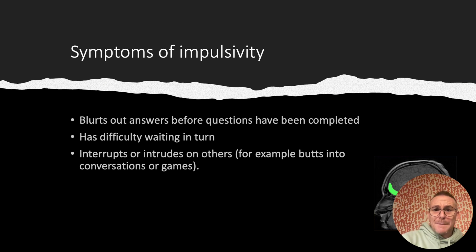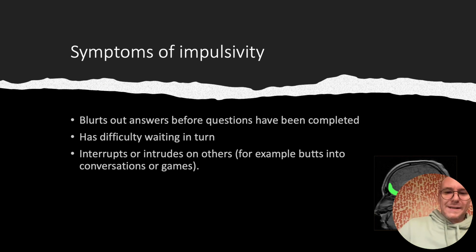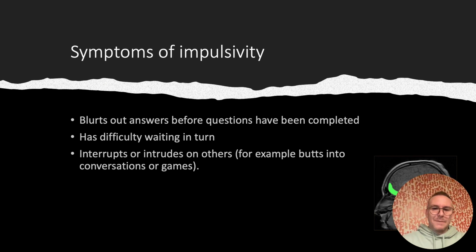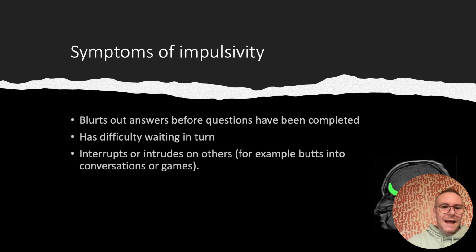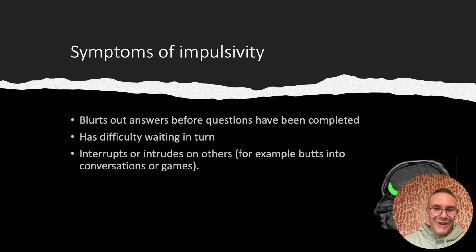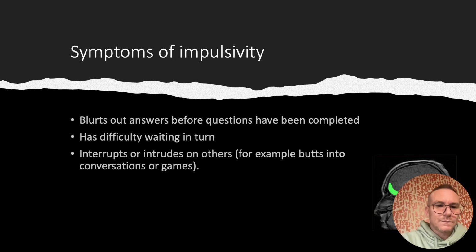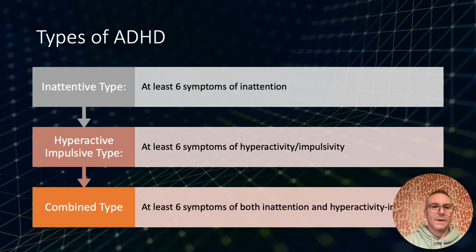And we talked about impulsivity as well being an issue. And here are some of the symptoms of that: blurting out answers even before the question has been asked or is complete. Has difficulty waiting in turn. Interrupts or intrudes on others, for example, butts into conversations or games.